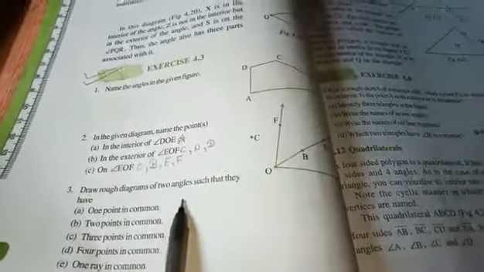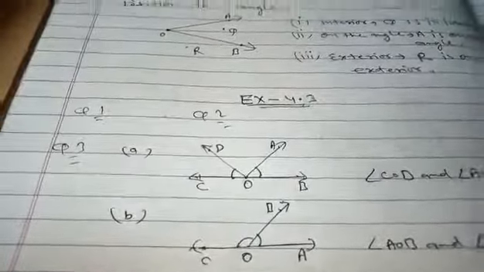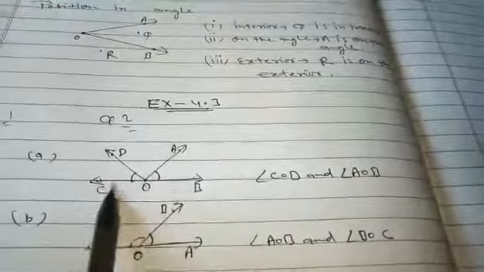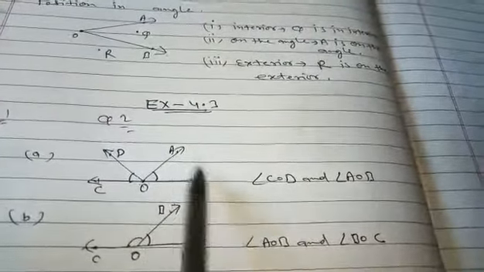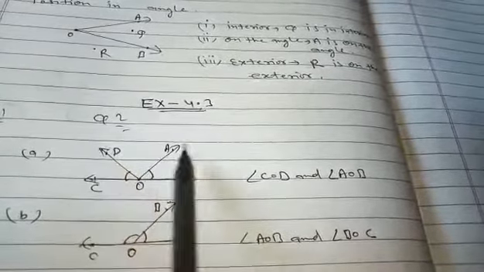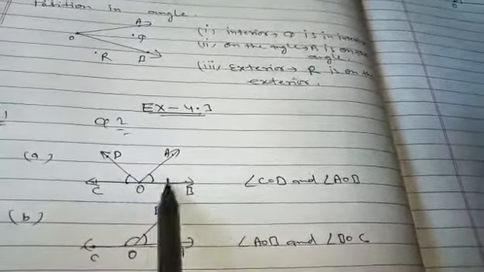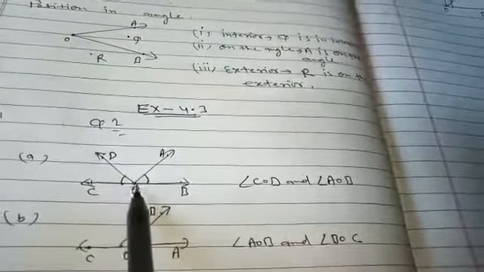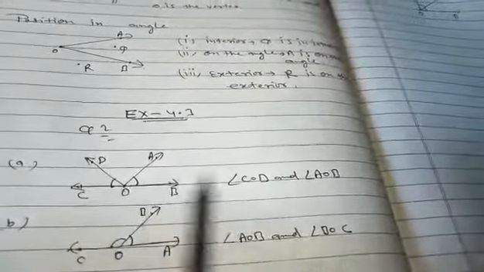Now you see question number 3. Draw a rough diagram of two angles such that they have: A, one point in common; B, 2 points in common; C, 3 points in common; D, 4 points in common; and E, 1 ray in common. You see the answer of question 3. We draw two angles. The names of the angles are COD and AOB. How many points are common? You can see one point is common. In the first figure, O is common in both angles.